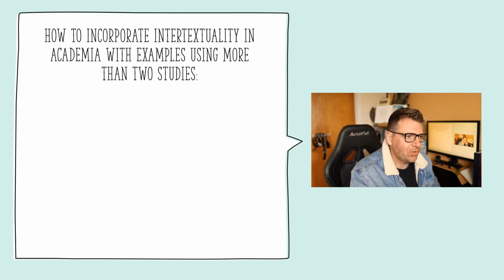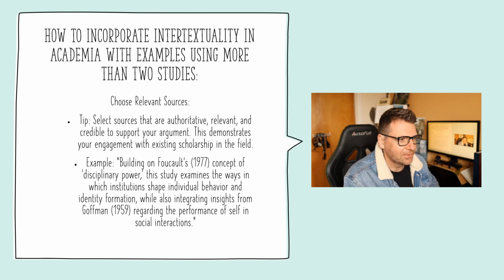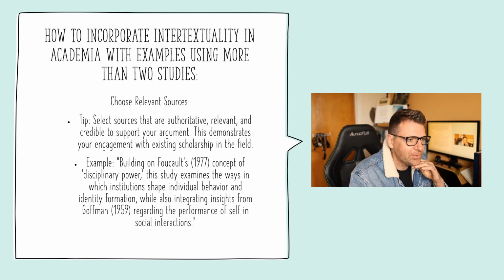Now, how to incorporate intertextuality in academia with examples using more than 2 studies, okay? This is the juicy gossip, everyone. This is the best stuff here, okay? Choose relevant sources. So here's a tip, okay? Select sources that are authoritative, relevant, and credible to support your argument. This demonstrates your engagement with existing scholarship in the field. Now, Bill. Oh, look, it's already on the screen, so I can't do my big build up to it. Never mind. Look, here's a good example, okay?